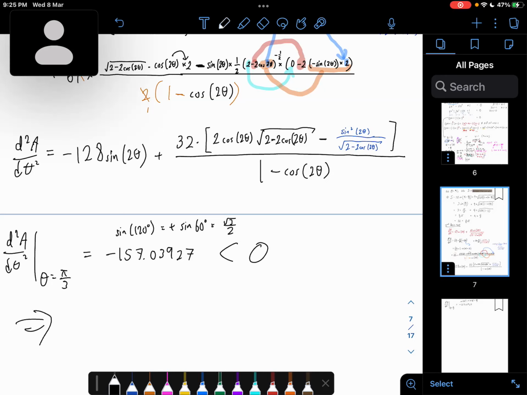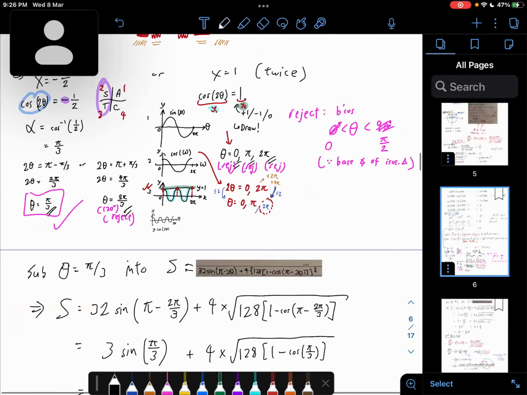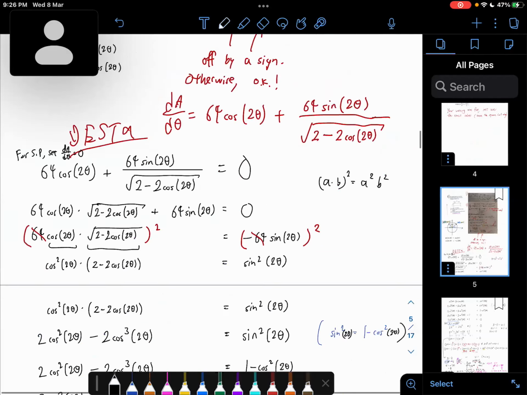Conclusion is S is max or min. It is a maximum point. Yeah, max. Very good. Okay, that's it. It's maximum when theta equal pi over 3. Okay, very good. Next. Move on. Helped you solve one question. I'll go and try again on your own.